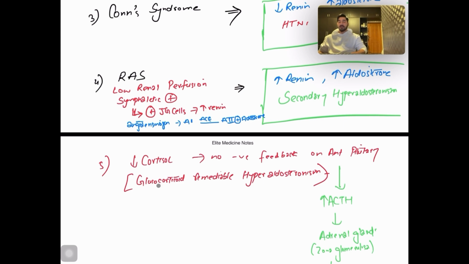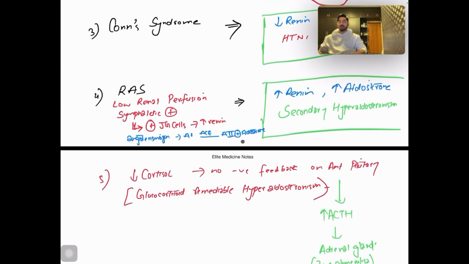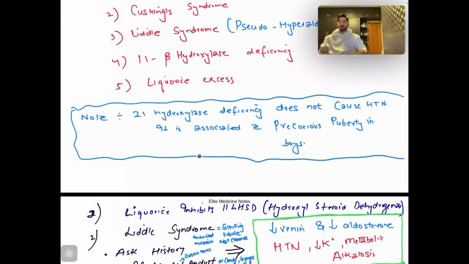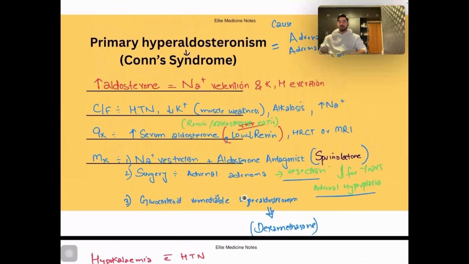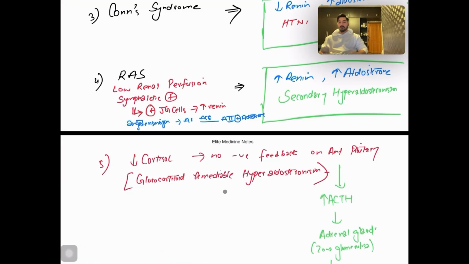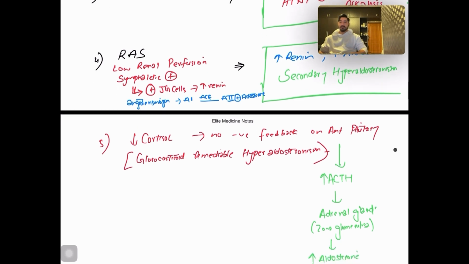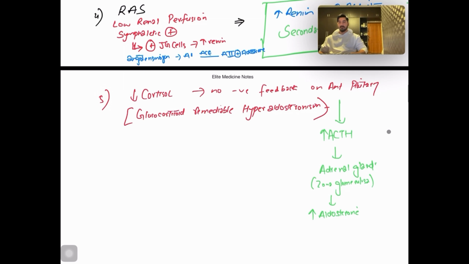Now, I told you about glucocorticoid remediable hyperaldosteronism before. In case of management, we give dexamethasone. What happens in glucocorticoid remediable hyperaldosteronism is that there is reduced cortisol. There is no cortisol production in our body, so there is no negative feedback on the anterior pituitary, so there will be increased ACTH secretion. This ACTH will stimulate the adrenal gland zona glomerulosa, and there will be increased aldosterone.